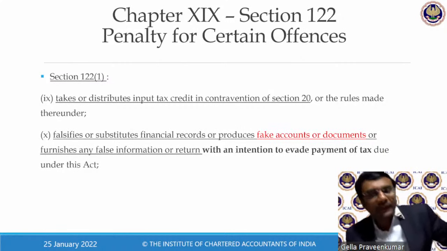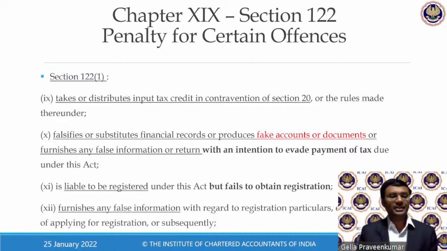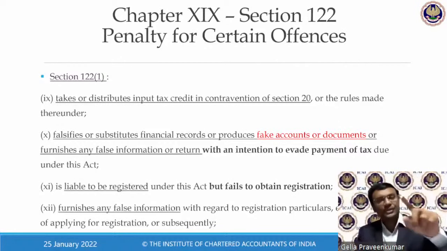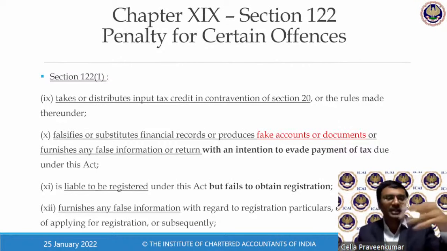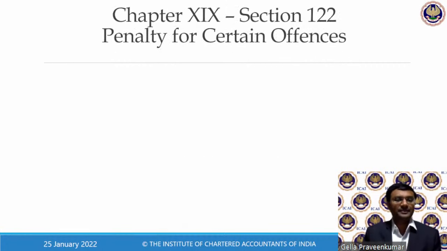Now, intention to evade payment of tax is a fraud. Liable to be registered but not registered falls into the bucket called registration. Gives false information in relation to registration: again, a registration-related bucket, where an intent to defraud exists, or it is registration related. I have to give information but I gave false information just to get my registration done.